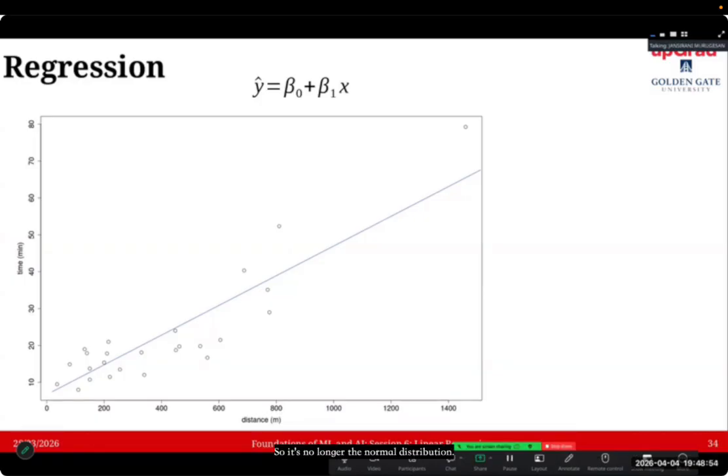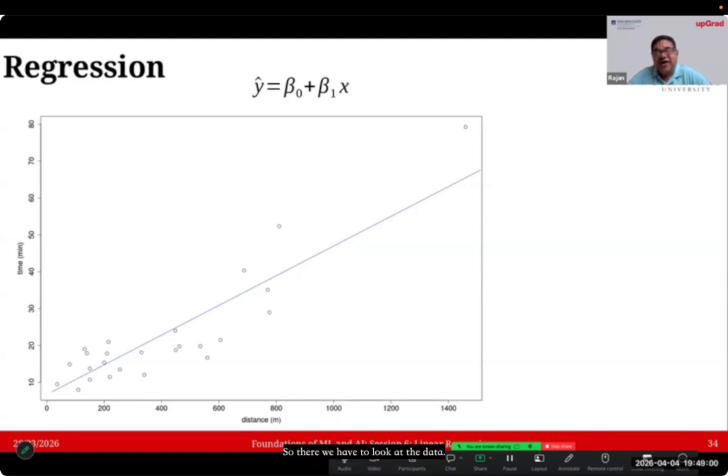So it's no longer the normal distribution, and this kind of problem is called binary classification. So we have to look at the data, either something is in class A or class B. That's a different kind of assumption, we'll come to that. In fact, I displayed that question.